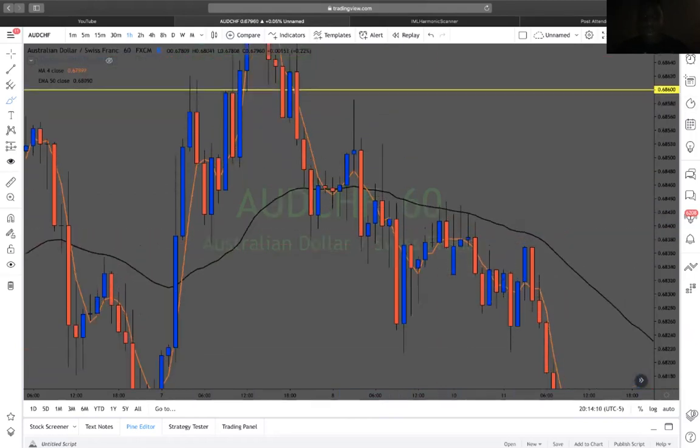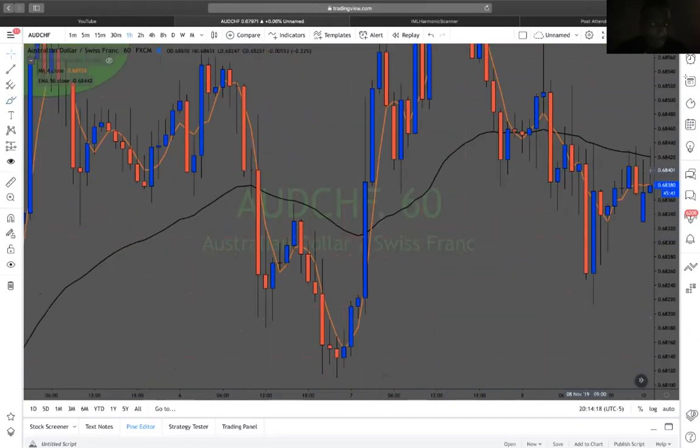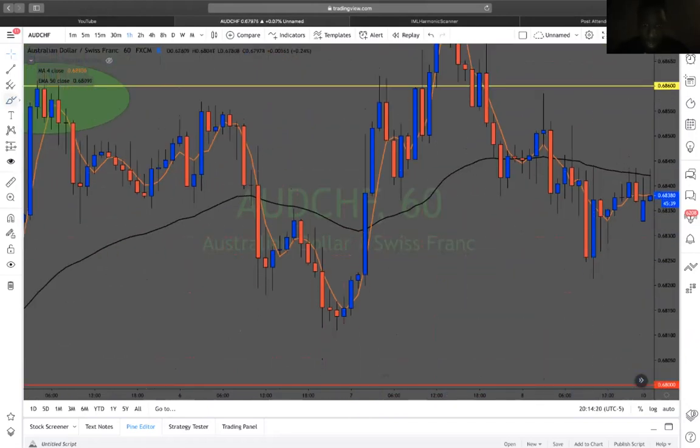Now, guys, it's going to be the same thing when price is going up. When the moving average crosses the EMA going up, you buy. That's pretty straightforward. Moving average crosses the EMA going up, you buy. Moving average crosses the EMA going down, you sell.